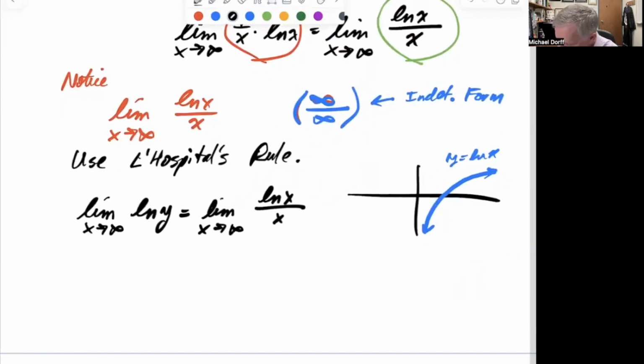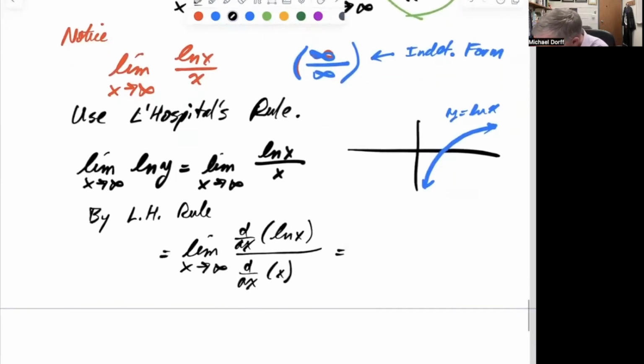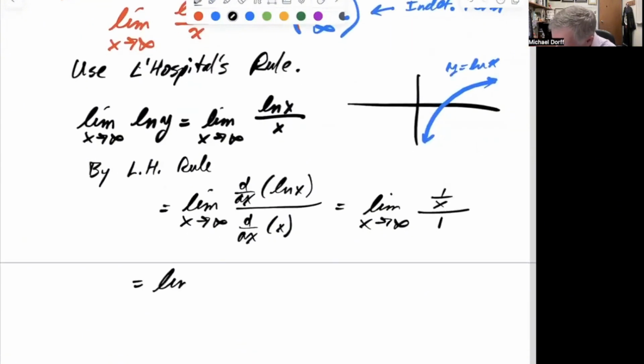So now we use L'Hopital's rule. By L'Hopital's rule, the right-hand side becomes the limit as x goes to infinity of the derivative of the top over the derivative of the bottom. And so that's going to be the limit as x goes to infinity of 1 over x over 1, which is the same thing as the limit as x goes to infinity of 1 over x. And we have that same situation now where we have a 1 in the numerator, an x in the denominator, and x is going to infinity. So this is going to be 0.